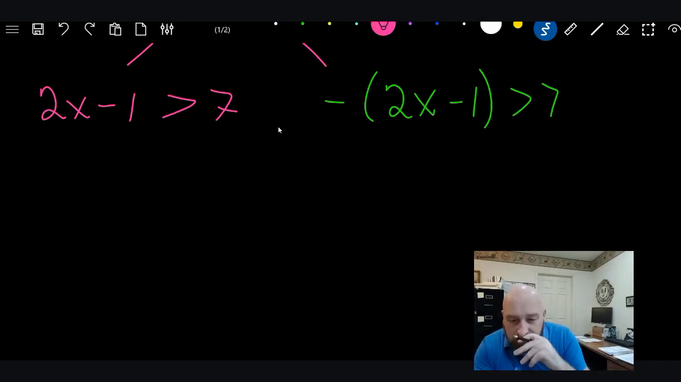Let's go ahead and do this positive one. We'll add 1 to both sides. Remember, we don't change anything there because we're adding 1. We're not multiplying or dividing by a negative number. So this stays the same. And so this is going to cancel.